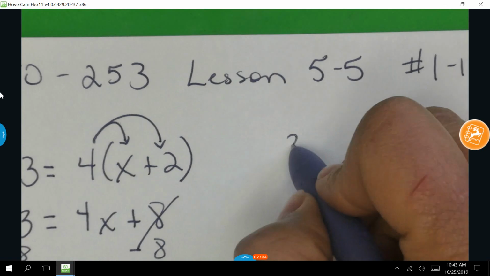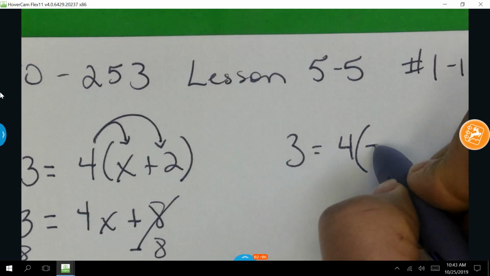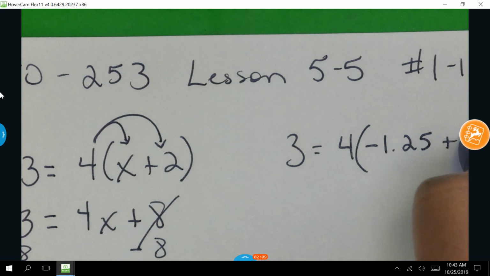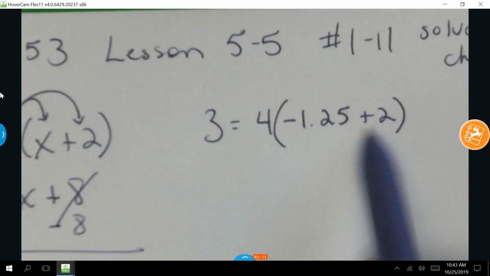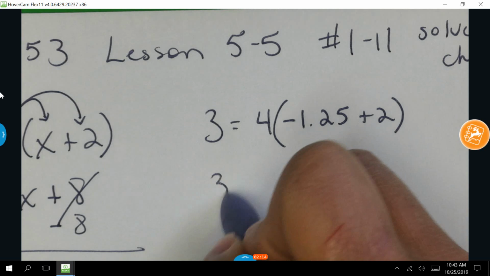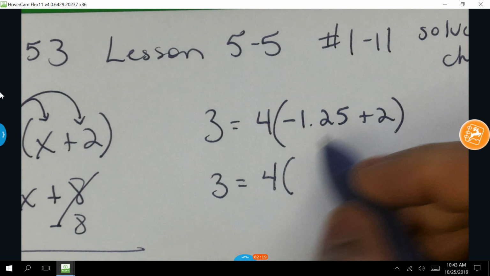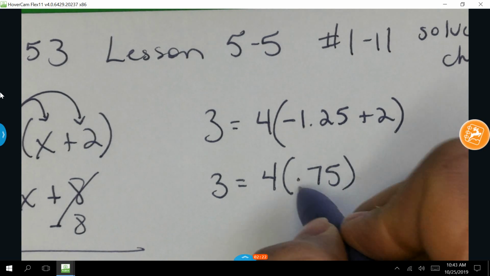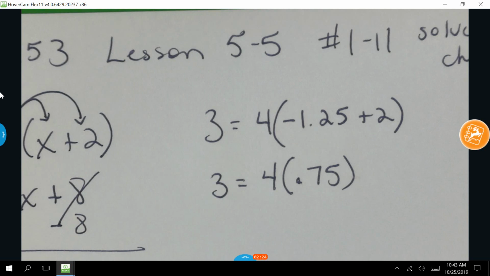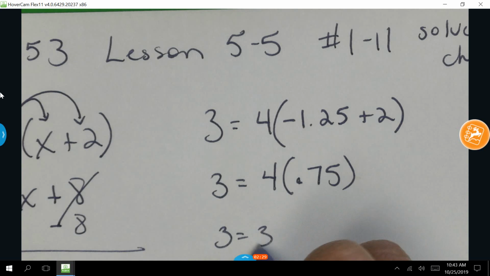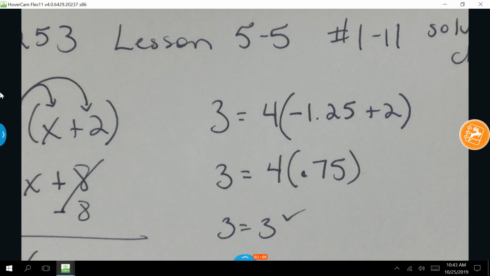Now for the check, 3 equals 4 times, I'm going to put negative 1.25 in here, just because when I go to solve this, this looks like money to me, which makes it easier. You could use a fraction. 3 equals 4 times 75 hundredths, which is the same as 3/4, and 3/4 of 4 is still just 3. So our check works. It always makes me wonder when I get fractions and decimals as answers, but they're completely fine to have. Any questions on 1A?